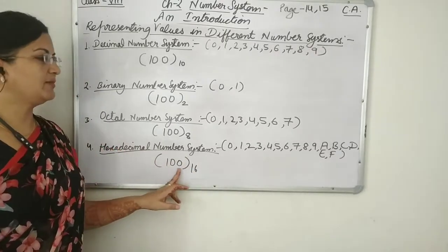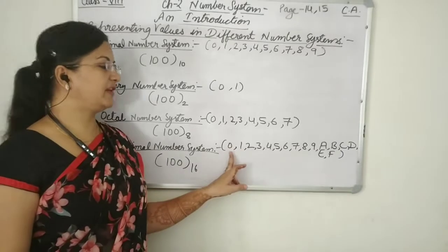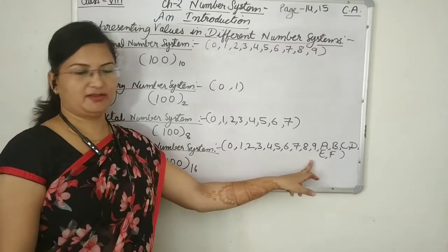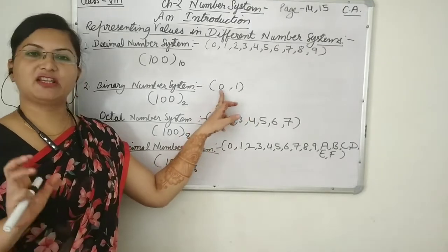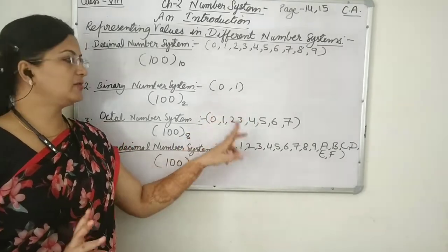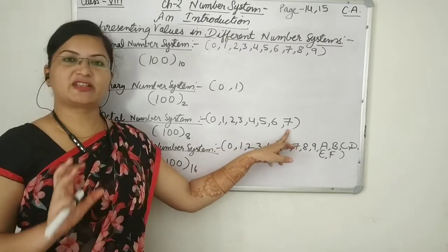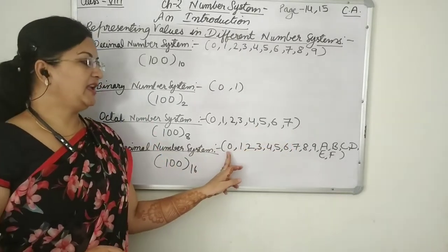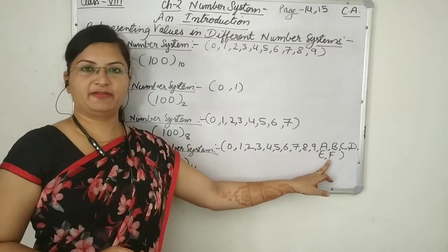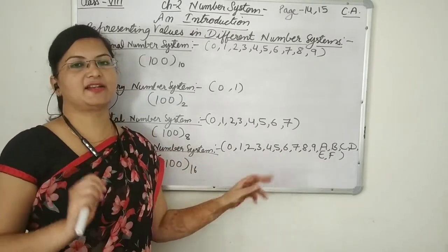So other numbers, students, are represented in the form of various combinations of these symbols. Any number you can see in a combination of these 2 numbers, that is the binary number system. Any combination of 0 to 7 numbers, that means it is the octal number system. Any combination from 0 to F, that means it is the hexadecimal number system.